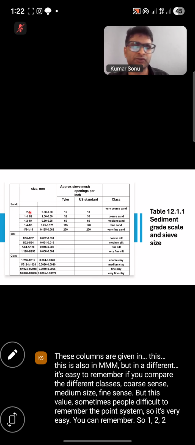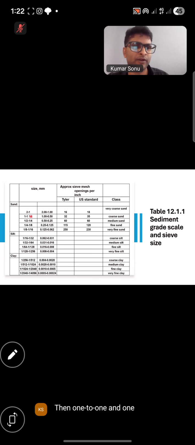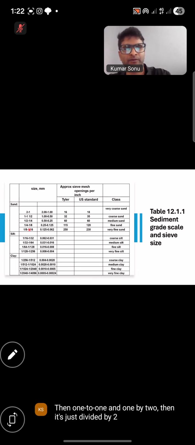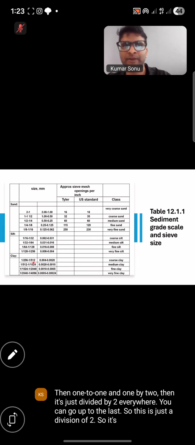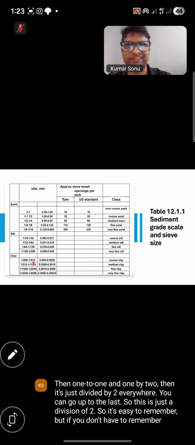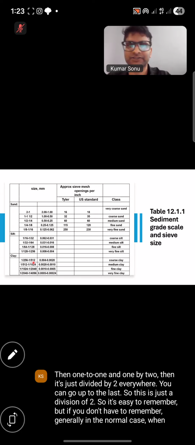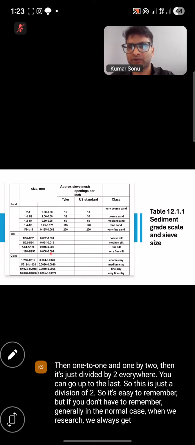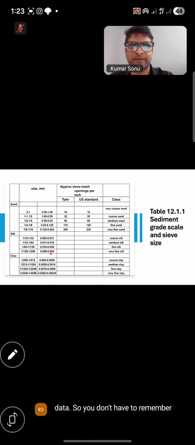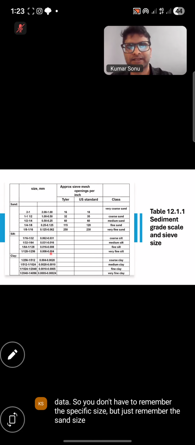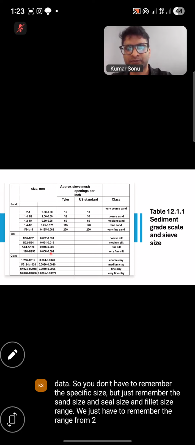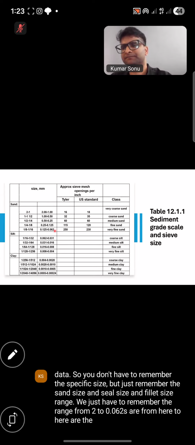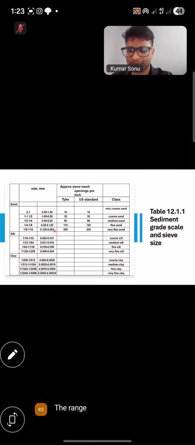So 1 to 2 mm, then 1 to 1/2, then it's just divided by 2 everywhere, all the way to the last. So this is just a division by 2, and it's easy to remember. But you don't have to remember all of it, because in research we generally always get data. You don't have to remember the specific sizes, just the sand, silt and clay size ranges. We just have to remember that from 2 to 0.062 mm is the range of the sand particles.